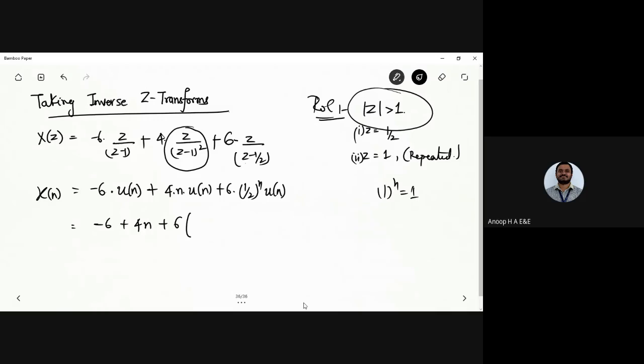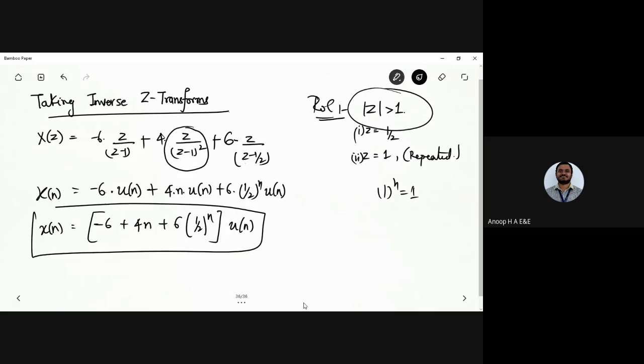So this is x of n here. So x of n would be equal to minus 6 plus 4n plus 6 times (1/2)^n u of n. So this is the inverse z transform of the given function. Okay, so this is how you can find out the inverse z transform of the given x of z.